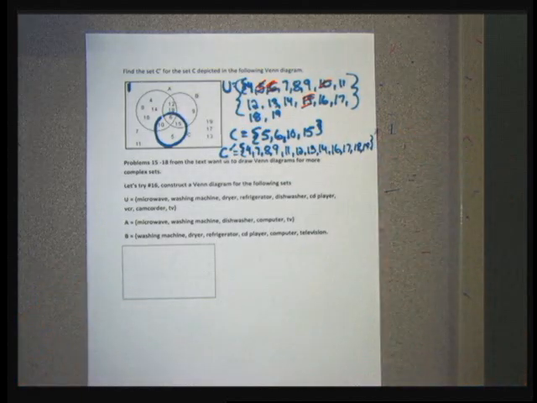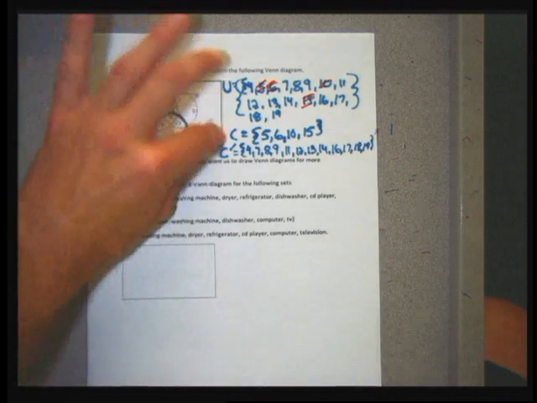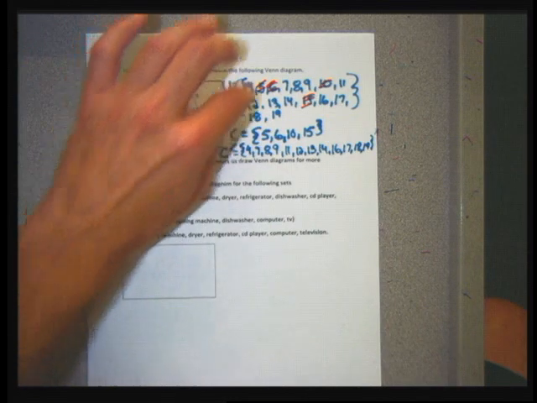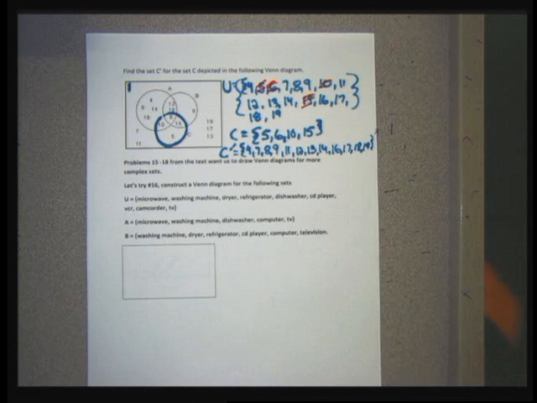That would be C complement without really looking at the picture to figure out what the complement was. If you're asked to find a complement, you can always list the universe, list the set that you want to find the complement of, cross out the elements that are in the set you're starting with, and that will give you the complement.